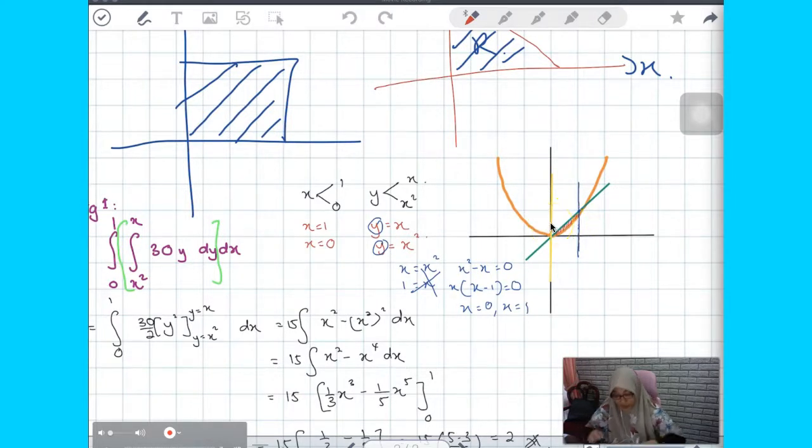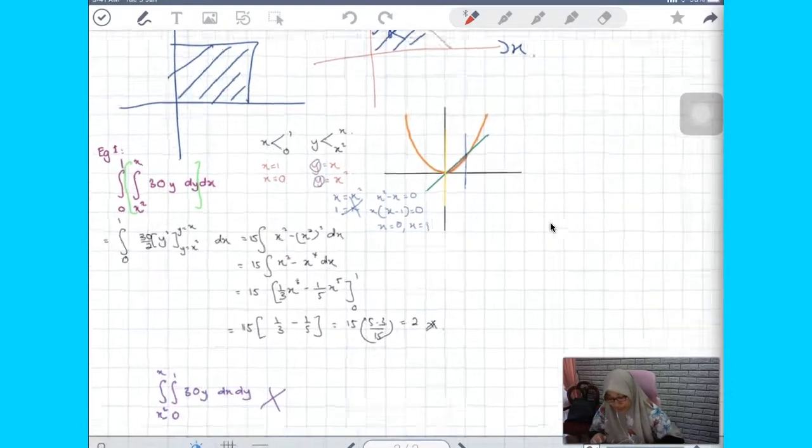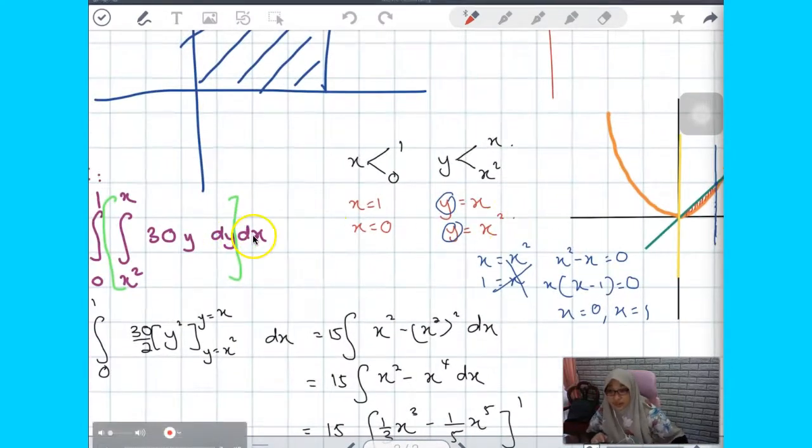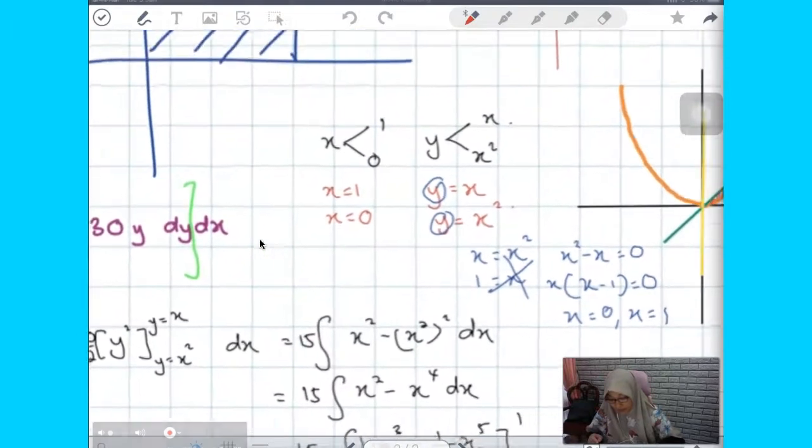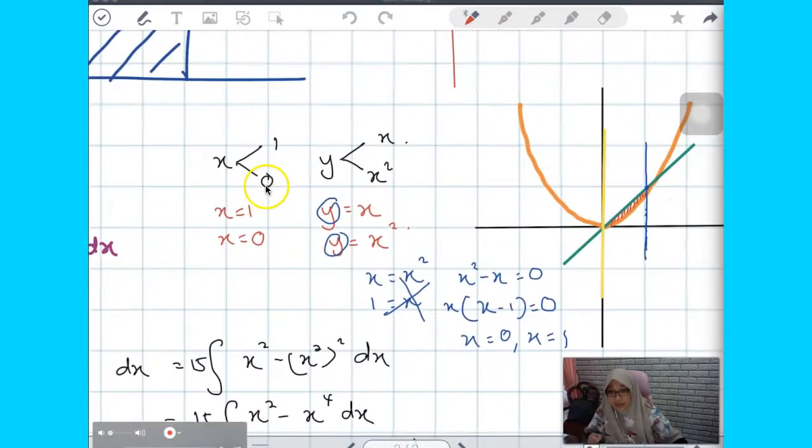Okay, now you want to change, right? Which means that from the original order of integration, now we want to check. So you check that x is 0 to 1.